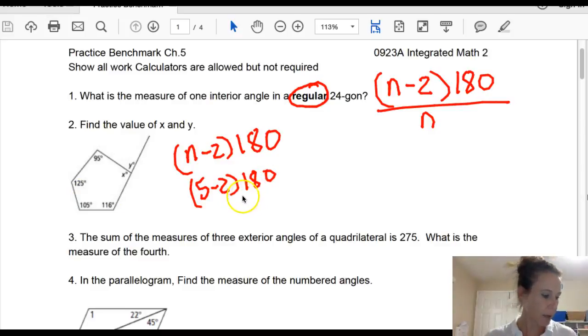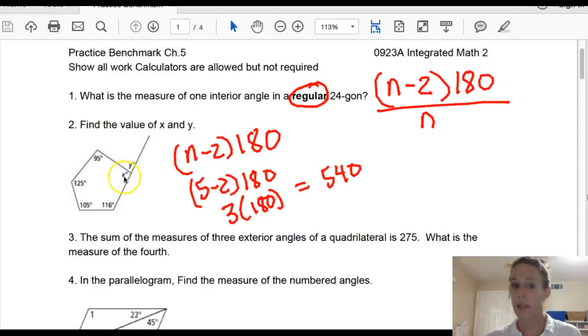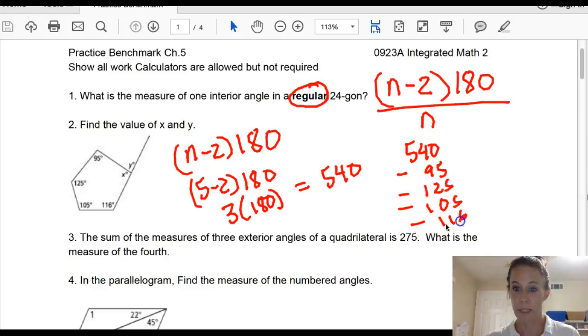All right, when I calculate 5 minus 2 times 180, that's 3 times 180, and that's going to give me 540. Now to figure out this angle, I can't divide by 5 because this isn't regular. I have to subtract off all these angles to figure out this angle. So I'm just going to go 540, and then I'll subtract off 95, 125, 105, 116. And when I do all that work, I'm going to come out with 99. So angle x will be 99.